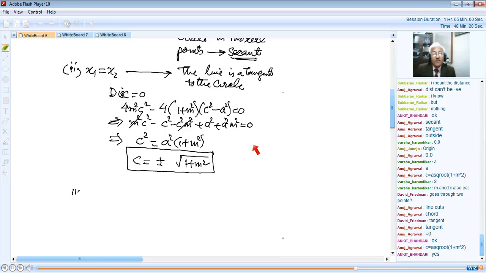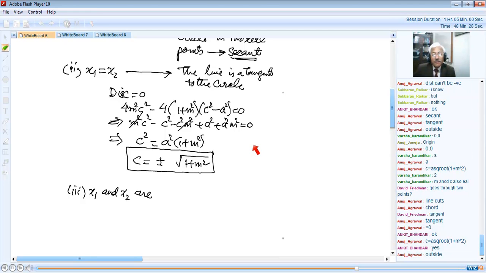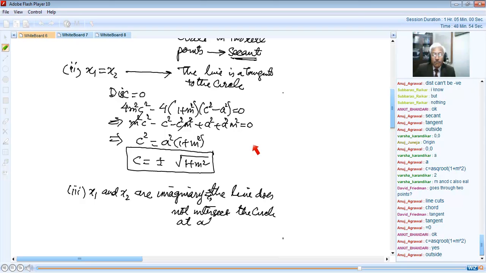And the last case, if x1 and x2 roots are imaginary, what can you say? Yes, the line does not intersect. It implies the line does not intersect the circle at all. There are no points of intersection.